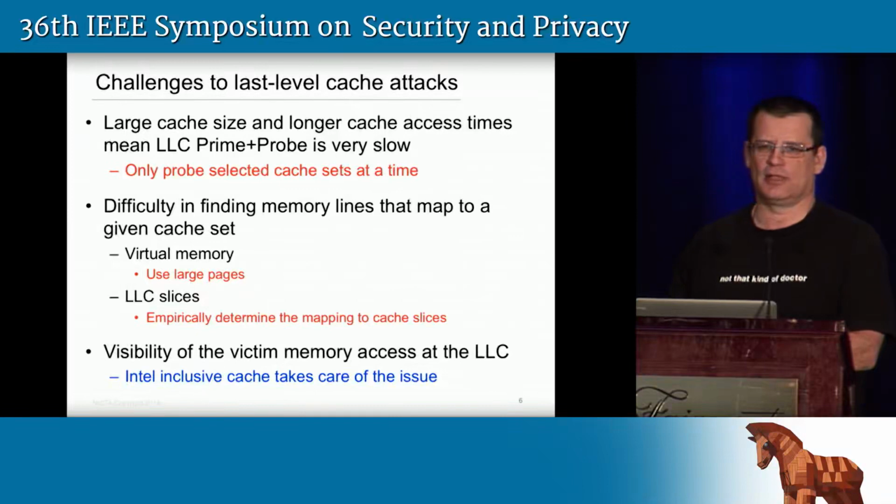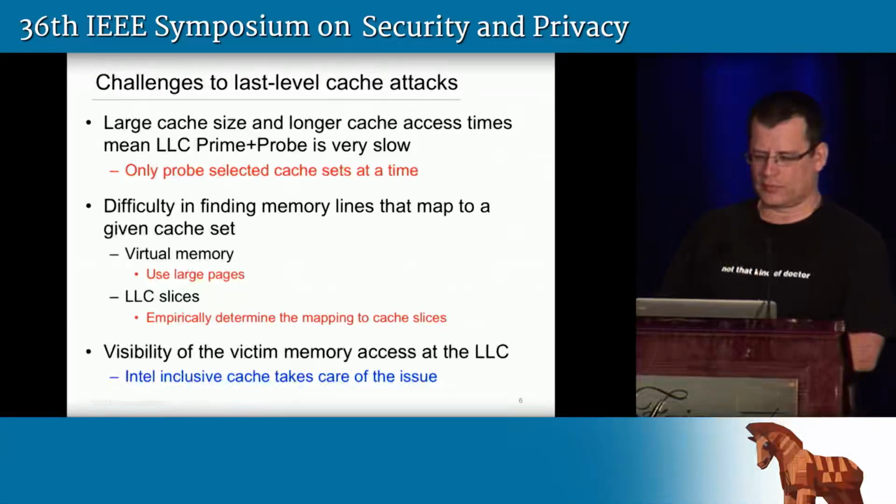Intel, fortunately, takes care of the last problem. The last level cache in Intel is inclusive, so it is a superset of the contents of the higher level caches. So if we evict data from the last level cache, that data is also evicted from the higher level caches, and any access to that data will be visible in the last level cache.